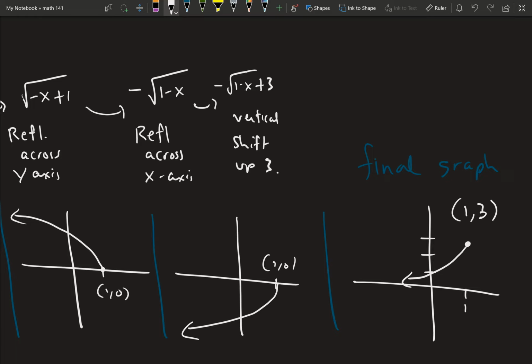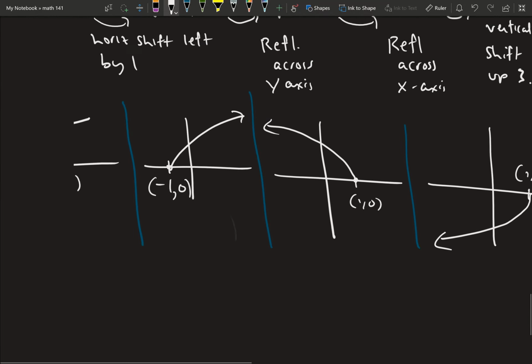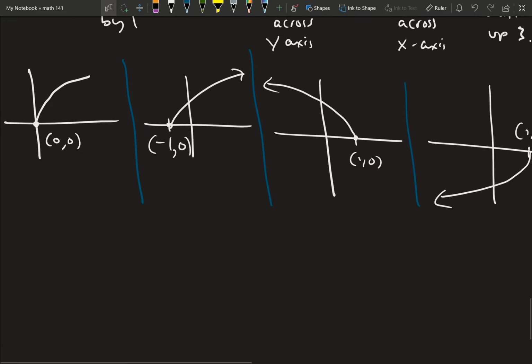Okay. So that's pretty much the graph here. My graph is not to scale. The points may not be perfect here, but I just want the general feeling of the graph with at least one point plotted. Okay, so that's an example of a series of transformations that lead to your final graph.